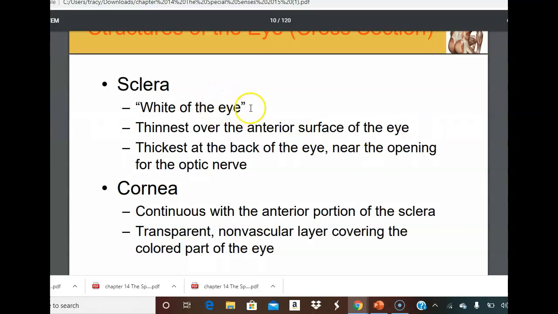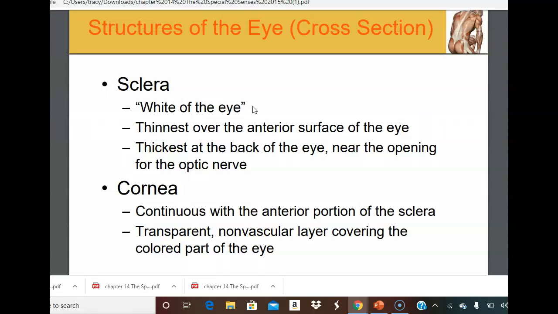Okay, so then we have the sclera and the cornea. The sclera is the white part of the eye. We kind of already got into this one. It's thinnest over the anterior portion, so that's the front part, and it's the thickest, basically the rest of the area posteriorly. The cornea is a transparent, non-vascular layer that covers the colored part of the eye and the front part. So that's why the sclera is very thin, because the cornea actually lies over that area and helps to refract light as it enters.